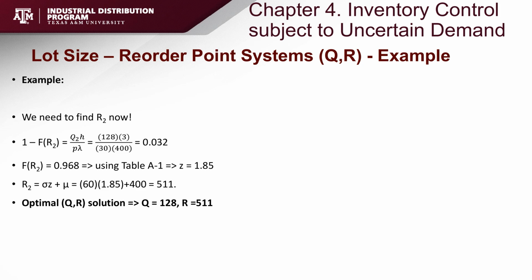The policy is basically simple to state. Whenever inventory position hits 511 bottles, Sophia orders 128 more. That's it. Order 128 at 511.